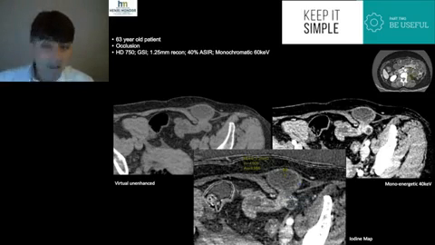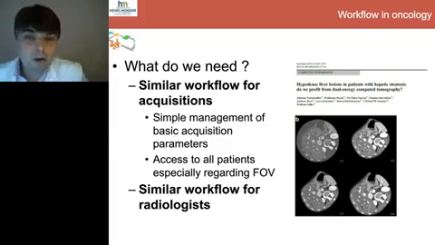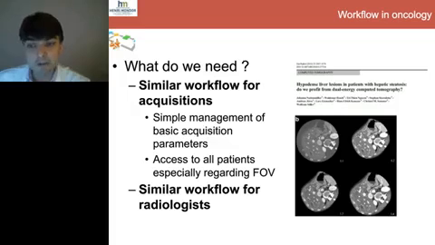So when you see that, of course, you say, okay, that seems too easy. I'm not sure, maybe there's a trick. So let's see what tricks there could be. And of course, the first trick there could be is, okay, you can do spectral imaging, but you have to change your workflow. You have to change your habits. Well, if you want to put that in clinical practice, you have to make sure that the spectral imaging setup is exactly similar, whether for workflow in acquisition protocols and workflow for the way you read images.